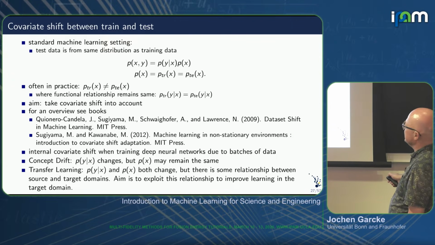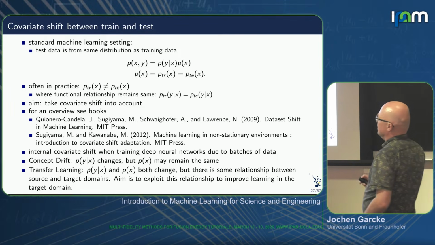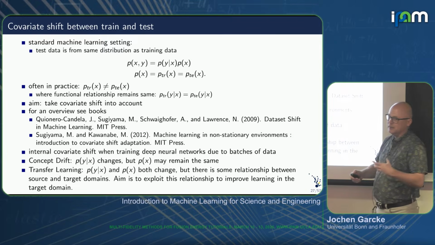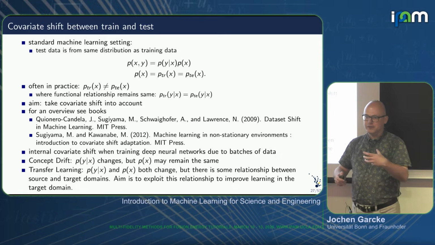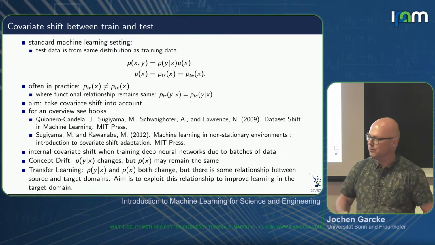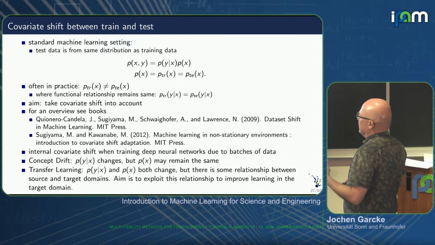But at least we assume that the functional relationship between x and y is the same. And there are possibilities to take that into account to at least improve the prediction quality on a shifted data set to some degree. You can't fully resolve that, but there are possibilities.